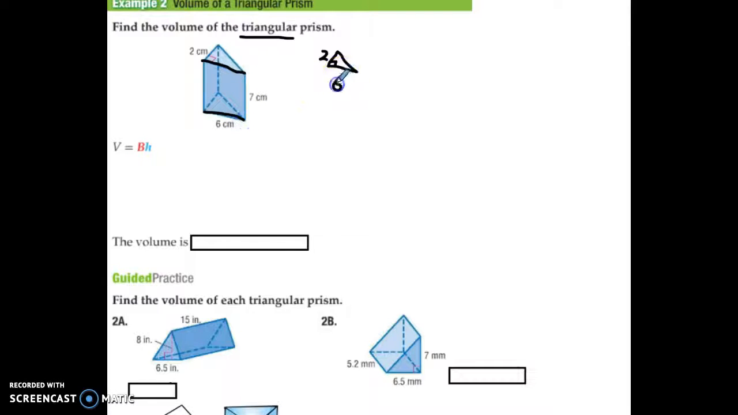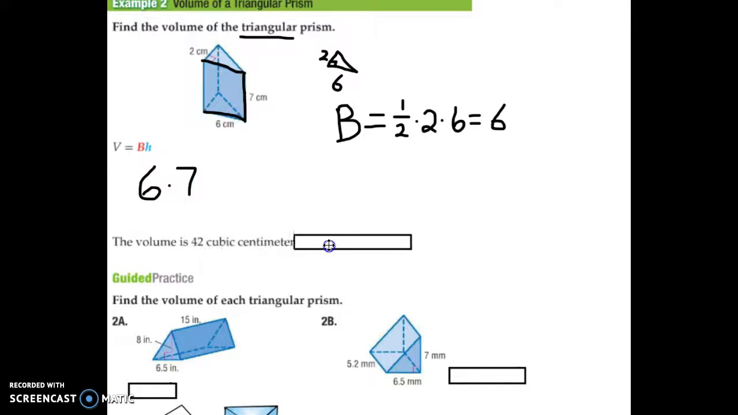So I want to find the area of that triangle. Well, the area of a triangle is base times height times half. So 2 times 6 is 12. Half of 12 is 6. So that's the area of my base. My area of a base equals half times the base times the height. Doesn't matter the order. And that's going to equal 6. So my capital B is 6. Times my height, the distance between my two triangles, which is 7. 6 times 7 gives me an answer of 42 cubic centimeters.